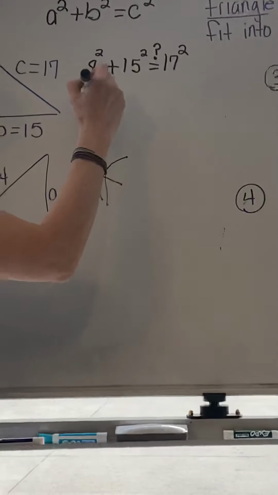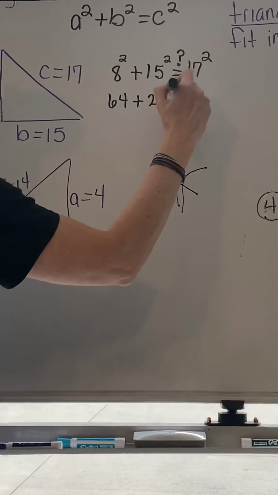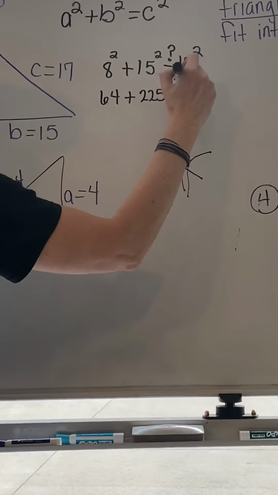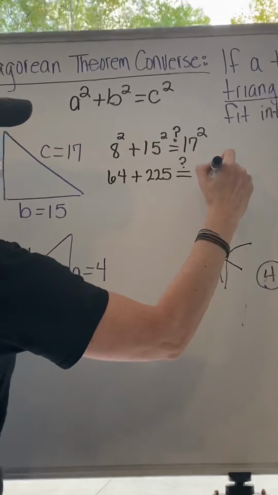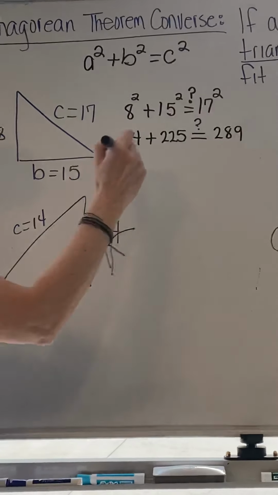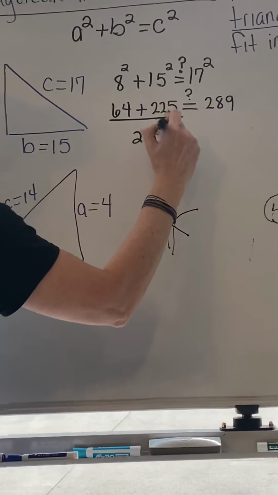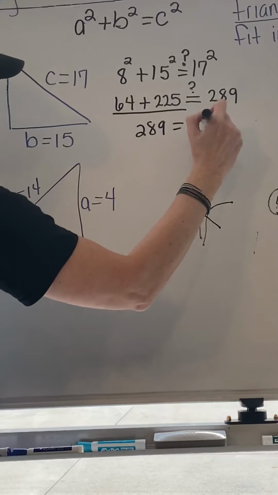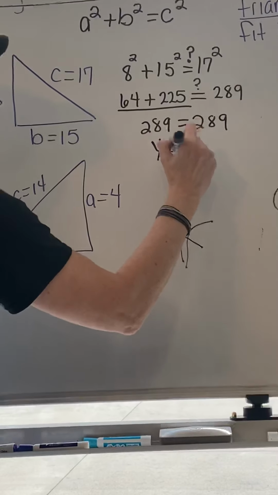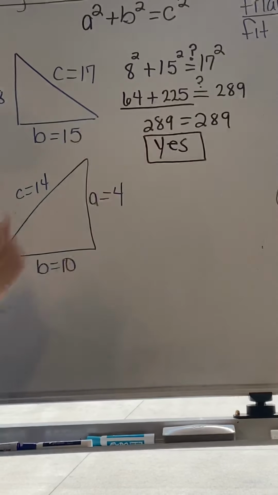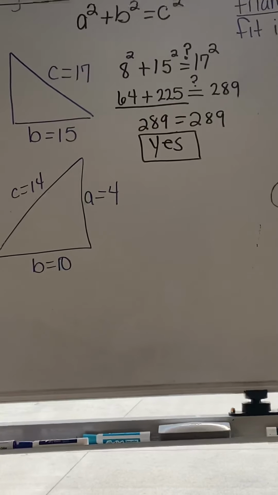So 8 squared is 64, 15 squared is 225, and I want to know if that equals 17 squared, which is 289. If you actually add those two values together, that gives you 289, and that is the same as 17 squared, which is 289. So I can say that number one is a right triangle. The answer to that is yes, because the sides of it fit into the Pythagorean theorem.